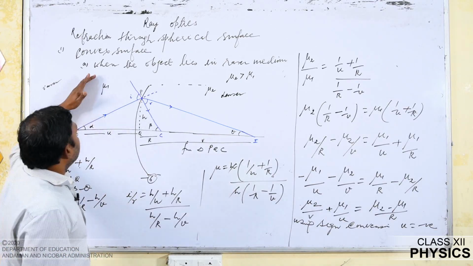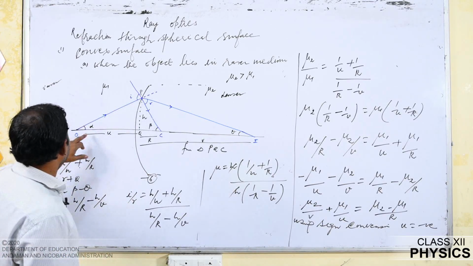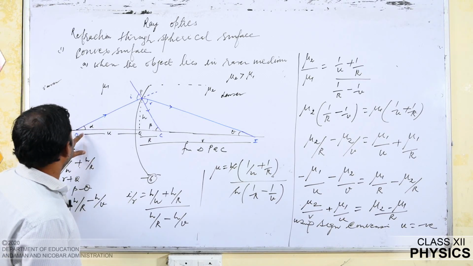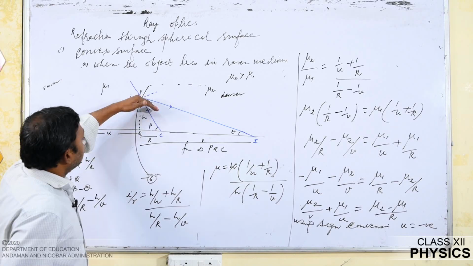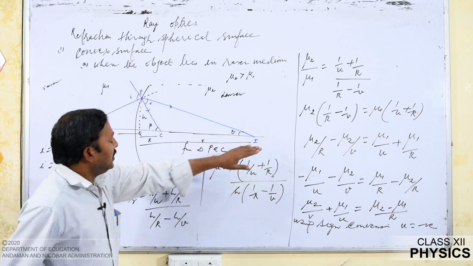Here we are taking the refraction through convex surfaces. O is the object which arises from the principal axis. The ray which strikes at the convex surface bends towards the normal and the image forms in the denser medium.